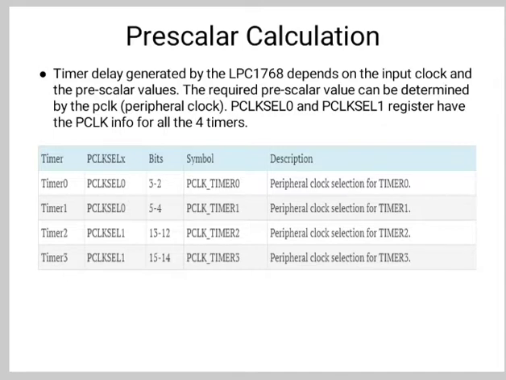10^6) seconds. Similarly, when we set PR to 59999, the delay in this case will be equal to (59999 plus 1) divided by (60 into 10^6) seconds. So the delay is 1 millisecond. Hence the delay required for the TC to increment by 1 will be 1 millisecond.